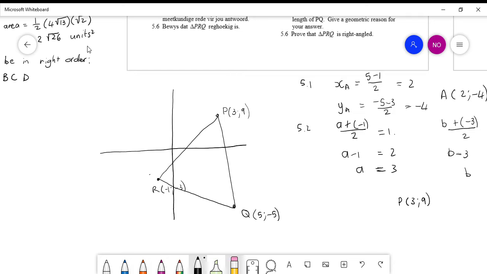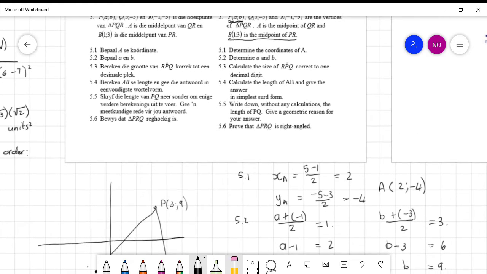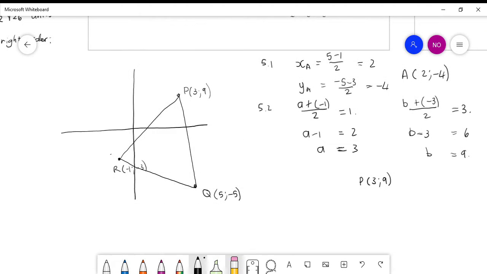Start recording. Okay, so 5.1 and 5.2 we did in class, and then for 5.3 they say calculate the size of angle RPQ correct to 1 decimal place. So we're looking for this one.